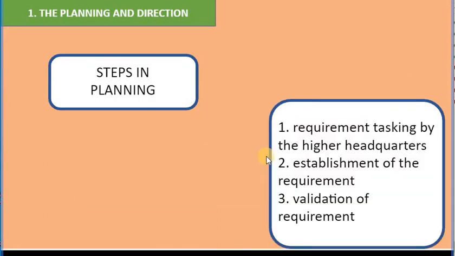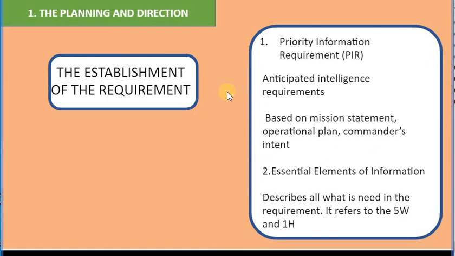Now, what are the steps in planning? Number 1, requirement tasking by the higher headquarters. Siyempre, mag-i-start yan kung inutusan sila sa taas. O, gagawin to, papaplano na ganyan. Next, you will establish the requirement. Ano ba yung kailangan? The establish of the requirement, dito mo inaaliman kung paano. Kaya nga sabi niya, priority information requirement.